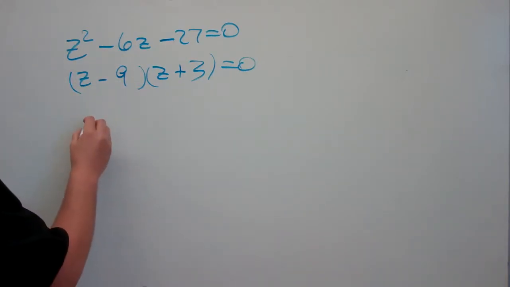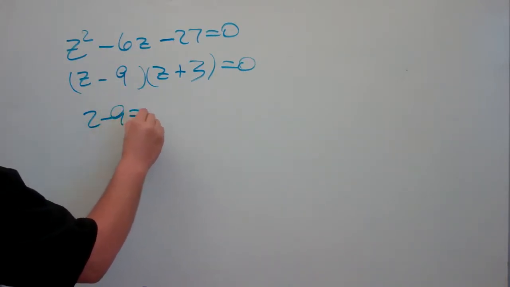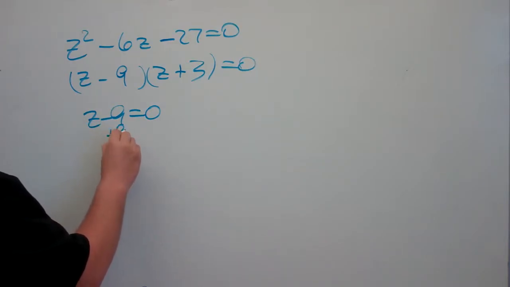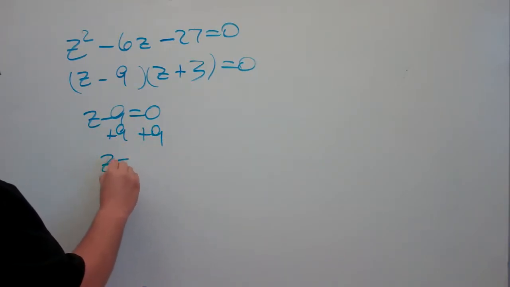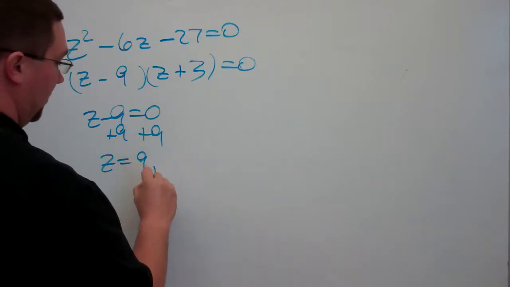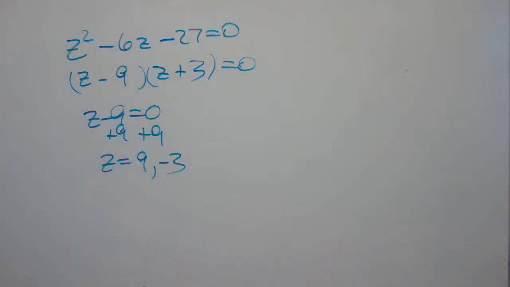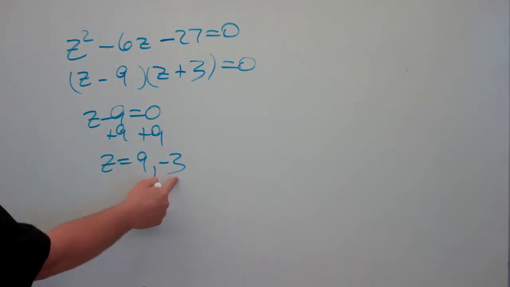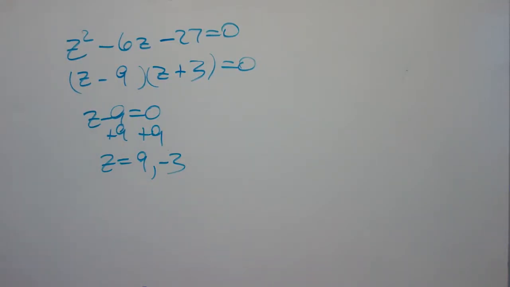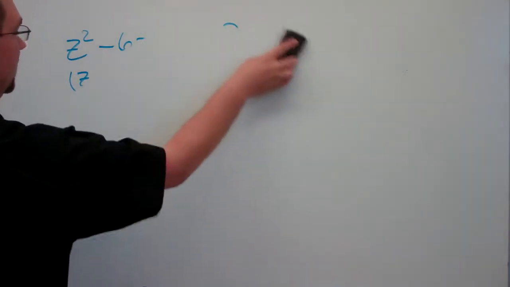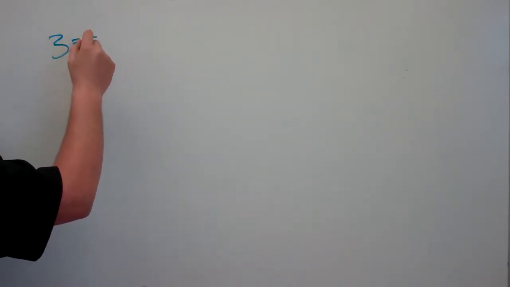Now use your zero product property. z minus 9 equals 0. Add 9, z equals 9. Do the same thing here, and you're going to get a negative 3. So the answer is C, yet again, negative 3 and 9. All right? Next. Yes, I know I'm going quick. You can always rewind.